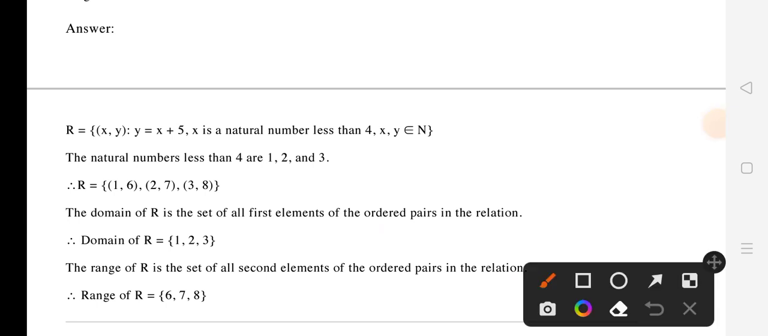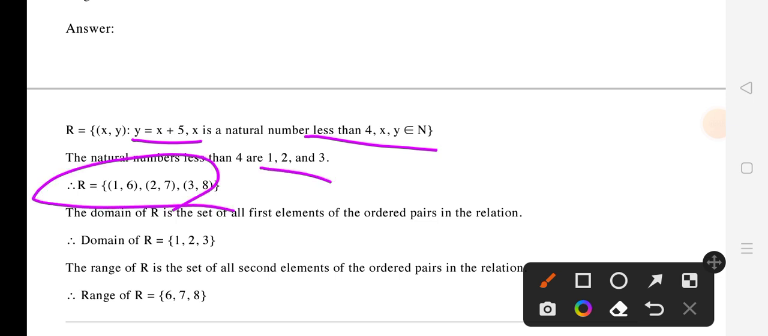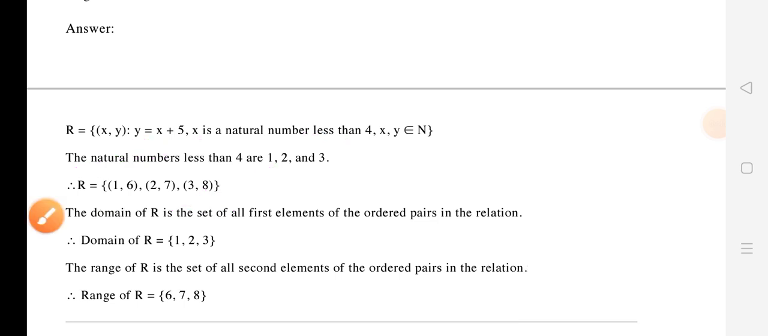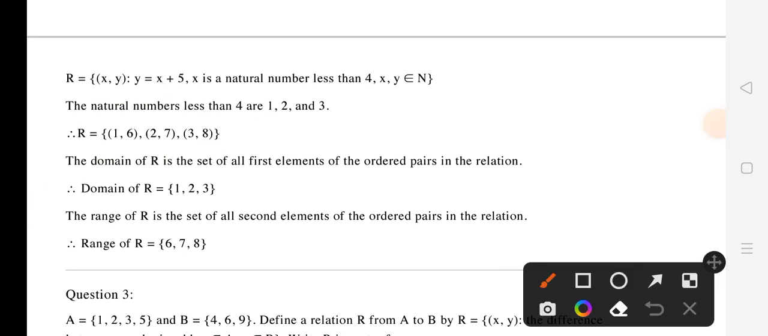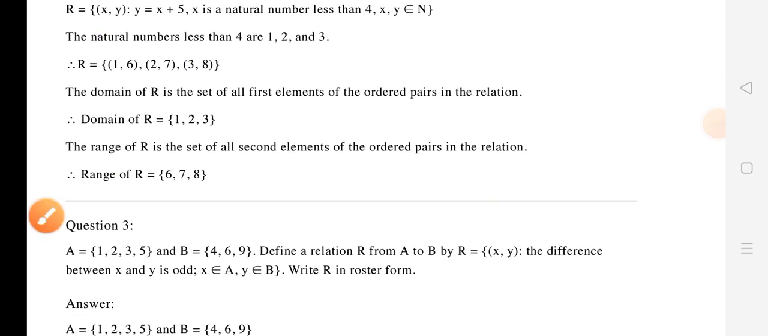So the relation is defined as (x, y) with y equal to x plus 5, where x is a natural number less than 4. The natural numbers less than 4 are 1, 2, 3. So the set is (1, 6), (2, 7), (3, 8). The domain of R is the set of all first elements, so 1, 2, 3 is the domain. The codomain is 6, 7, 8, and the range of R is obviously 6, 7, 8. It is a one-to-one function.